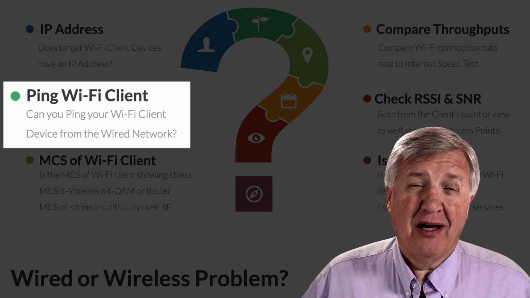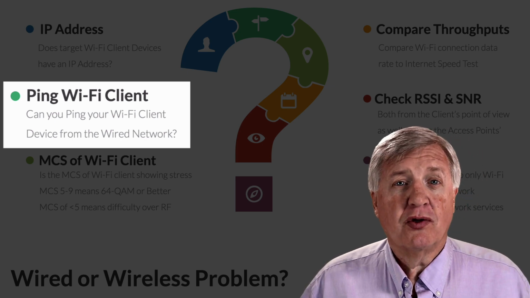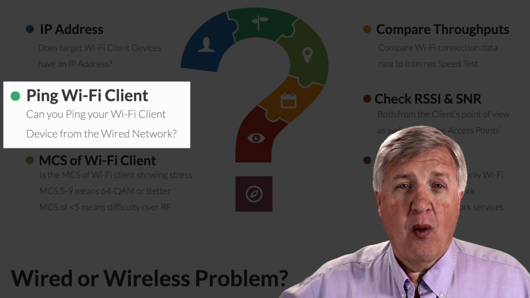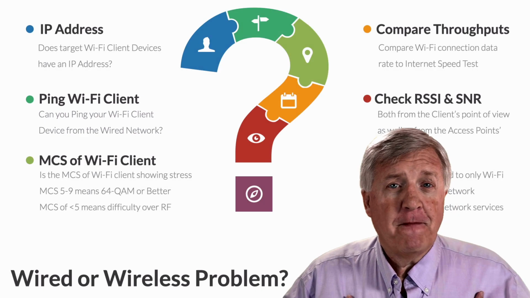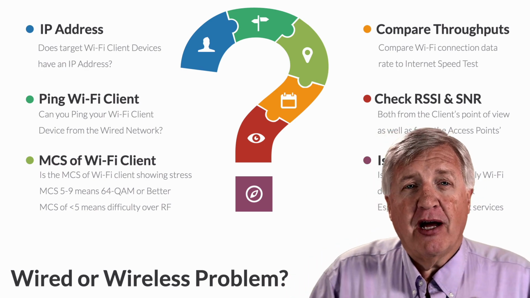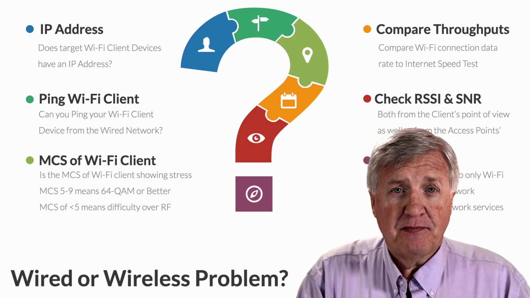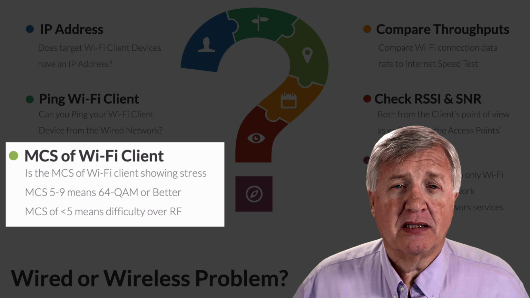Not only did it have an IP address, you already knew that, but you can also talk to it from the wired network across the wireless and back again. Now, my favorite is to check on the client device itself what its MCS is.